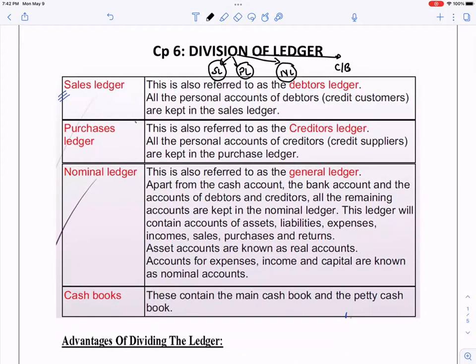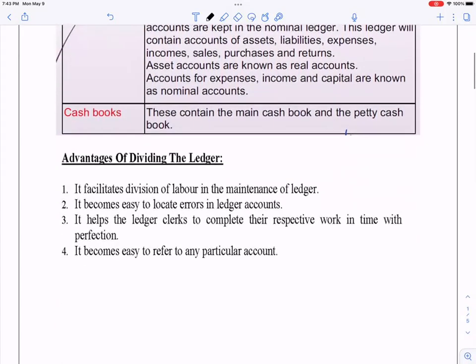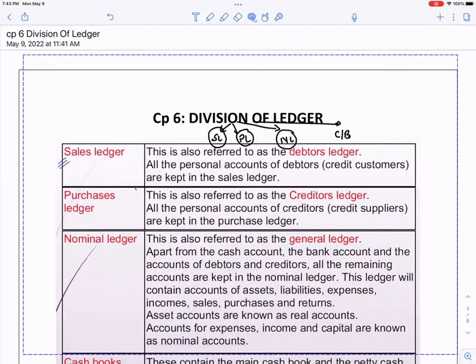What comes in nominal ledger? Everything else. When I talk about everything else, that means your assets, liabilities, expenses, income, gains, all those accounts will come in the nominal ledger except for cash and bank. Cash and bank account will come in which book? Cash book.